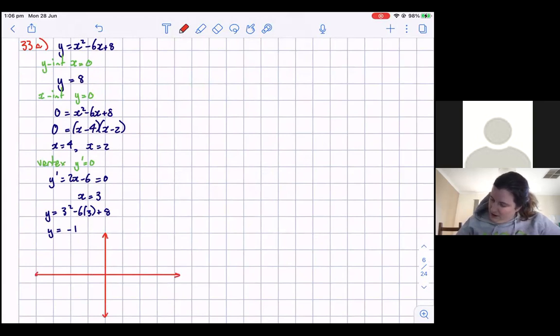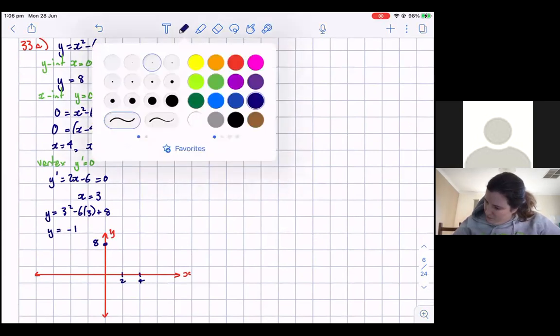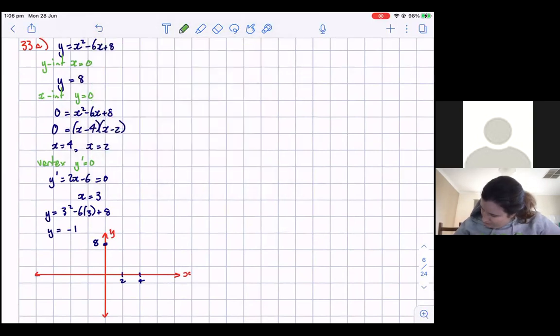So we draw our little graph, y, x, chuck the important bits on. Let's make that 8, 2, 4. And we know it's turning around at negative 1. So we know it's going to kind of go through that, and back up. Put our little arrows on.